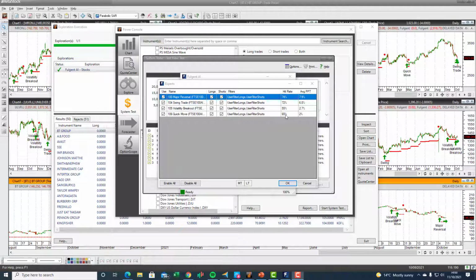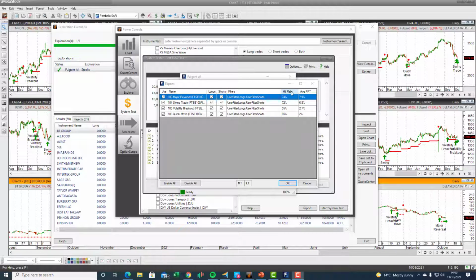Volatility breakout is 55% accurate with 2.7% average profit per trade, and the quick move is 65% accurate with average profit per trade of 2%. Now the quick move is only a 3 to 4 day holding period, so it's a fantastic short-term swing trading strategy. So these are the trading statistics.